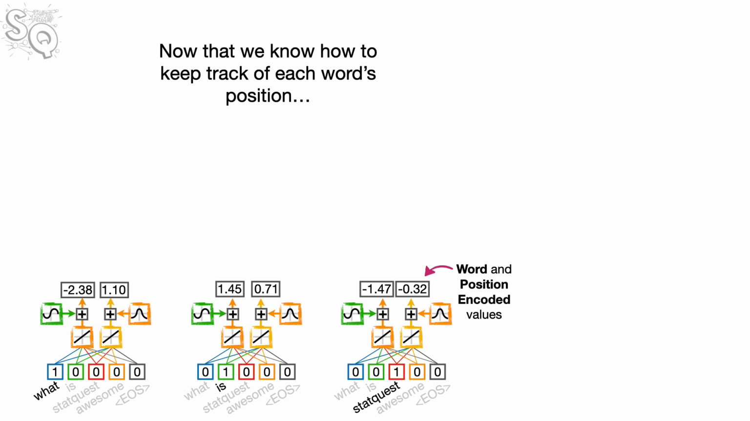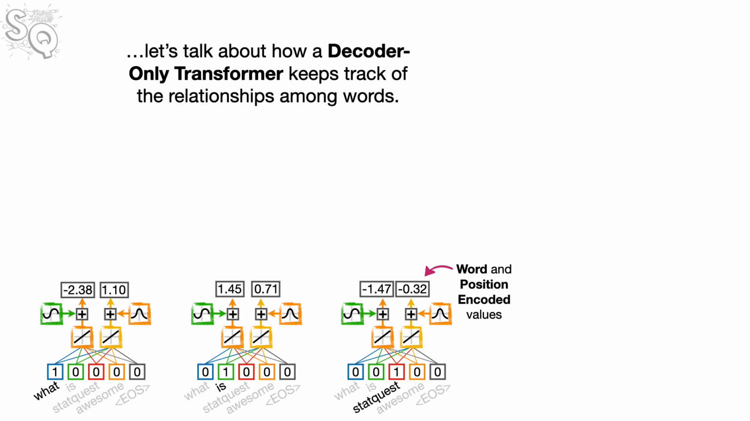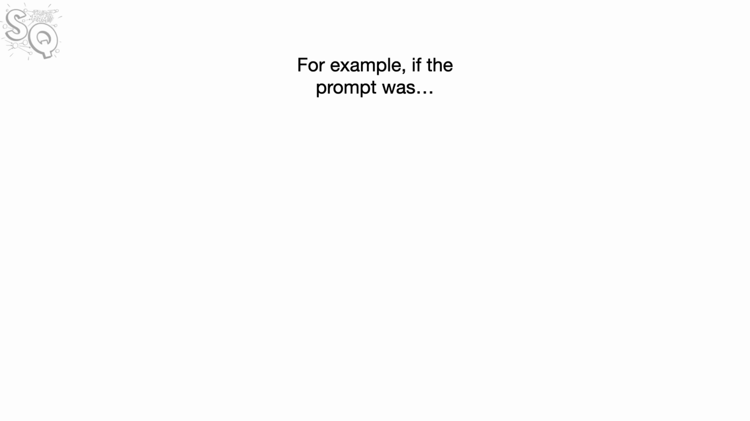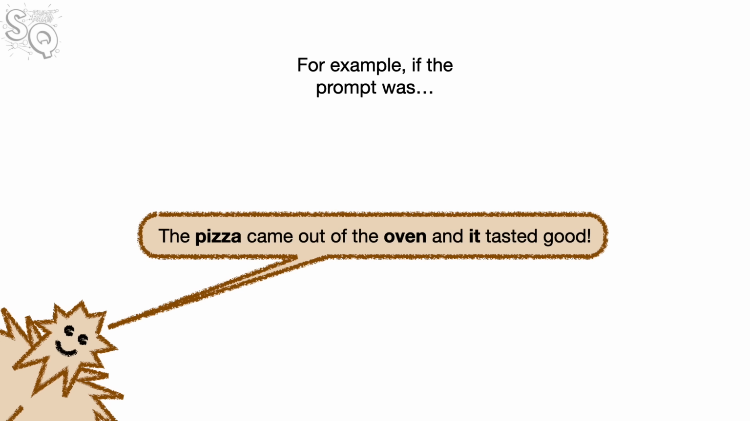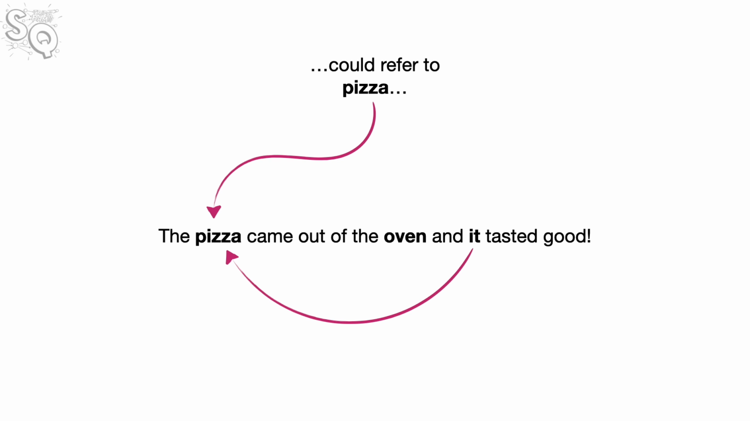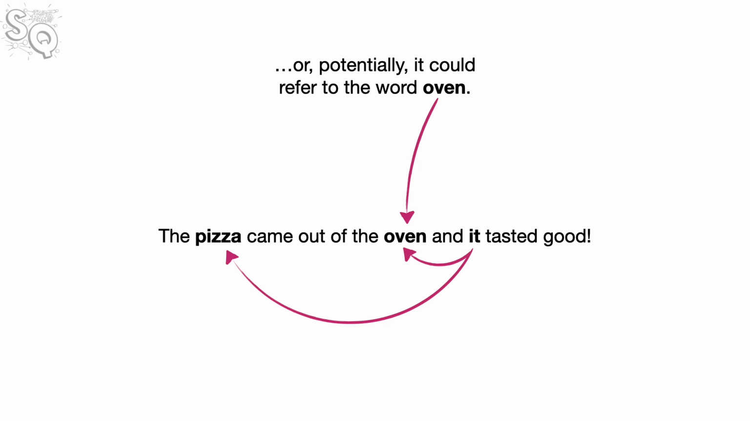Now that we know how to keep track of each word's position, let's talk about how a decoder-only transformer keeps track of the relationships among words. For example, if the prompt was, "The pizza came out of the oven and it tasted good," then this word, it, could refer to pizza, or, potentially, it could refer to the word oven.